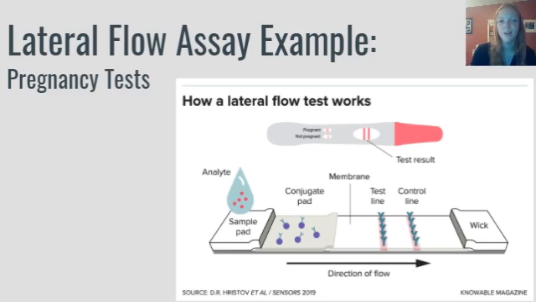The most common lateral flow assay is the pregnancy test. In this case, the target analyte is the HCG hormone that is secreted during pregnancy. This hormone has antigenic properties, which allows it to bind to antibodies for the purpose of this assay.